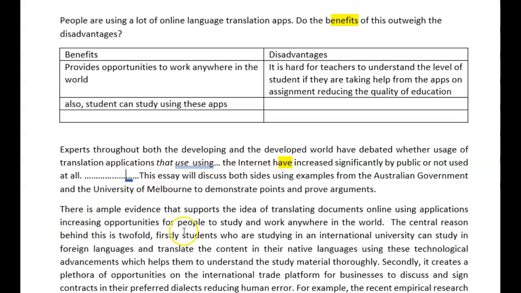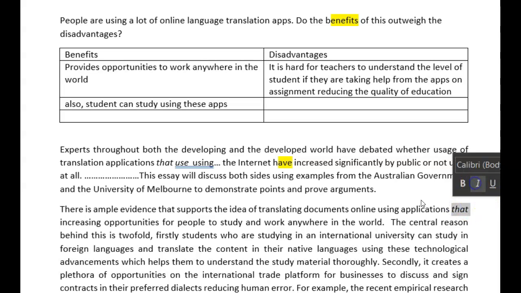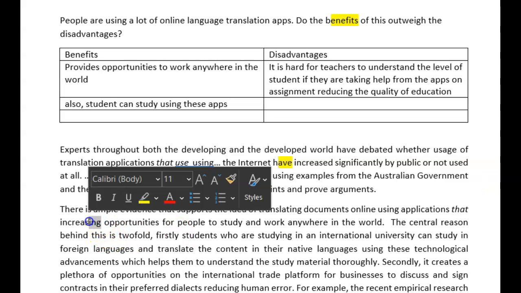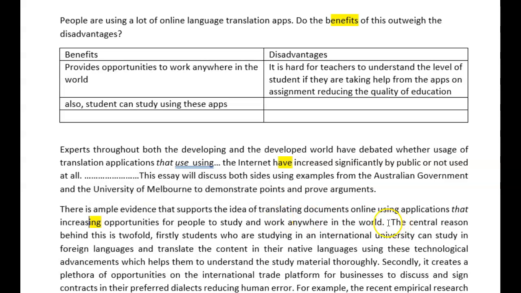There is ample evidence that supports the idea of translating documents online using applications that increase the opportunity. A few times I've noticed here relative clauses. So you need a relative pronoun. Using applications, you need to have this, that increase, present simple, the opportunity for people to study and work anywhere in the world. The central reason behind this is twofold.